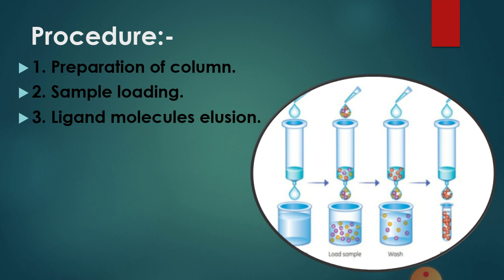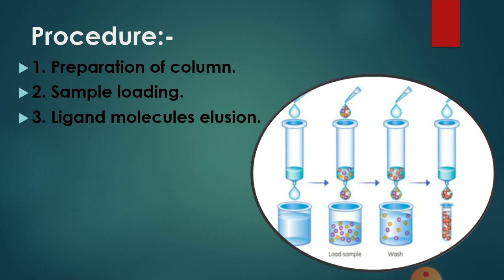Then the procedure of affinity chromatography. First is the preparation of the column. Initially, the column is loaded with a solid support such as cellulose, saccharose, agarose, etc. The ligand is selected based on the desired isolate, and a spacer arm is attached between the ligand and the solid support.